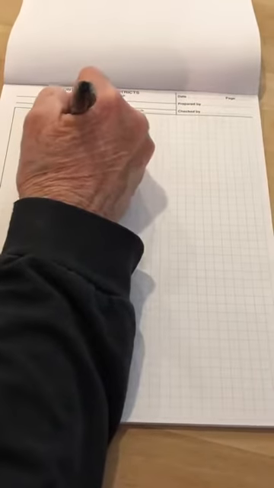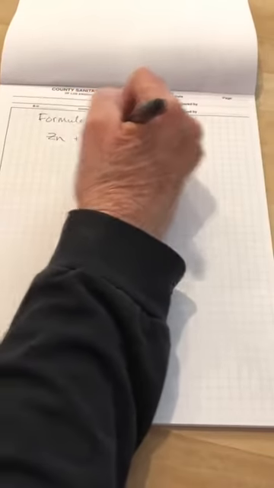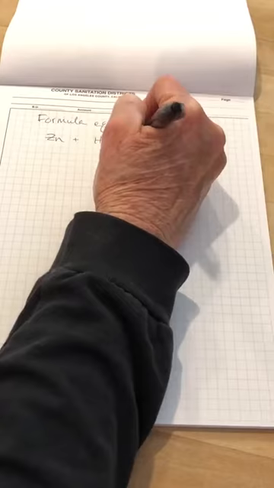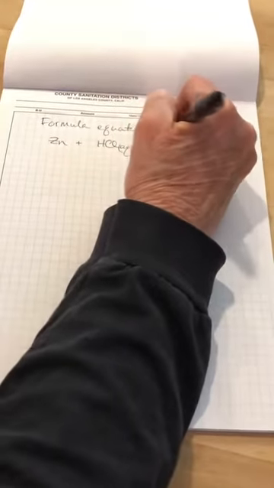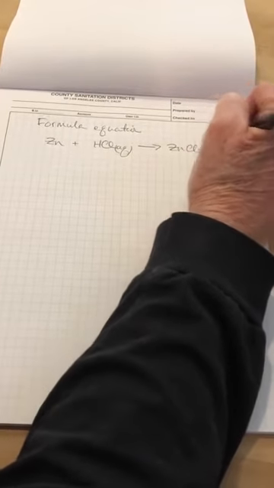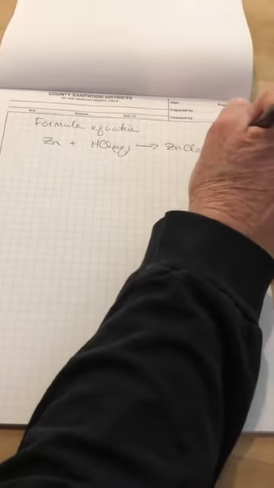I would write down the formula for zinc. It's just an element, so we have Zn. It's going to react with hydrochloric acid, which is HCl, with a little AQ sign, meaning the hydrogen chloride has dissolved in water. You put an arrow, the arrow always points to the products, or the thing that's being made, and we form zinc chloride, ZnCl2, plus H2.